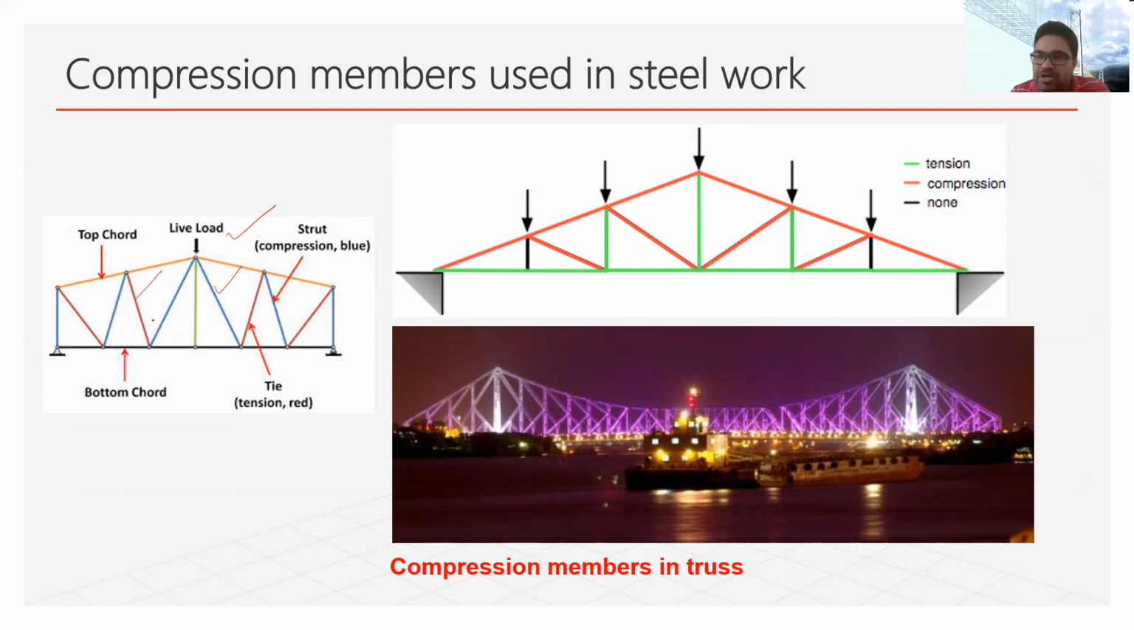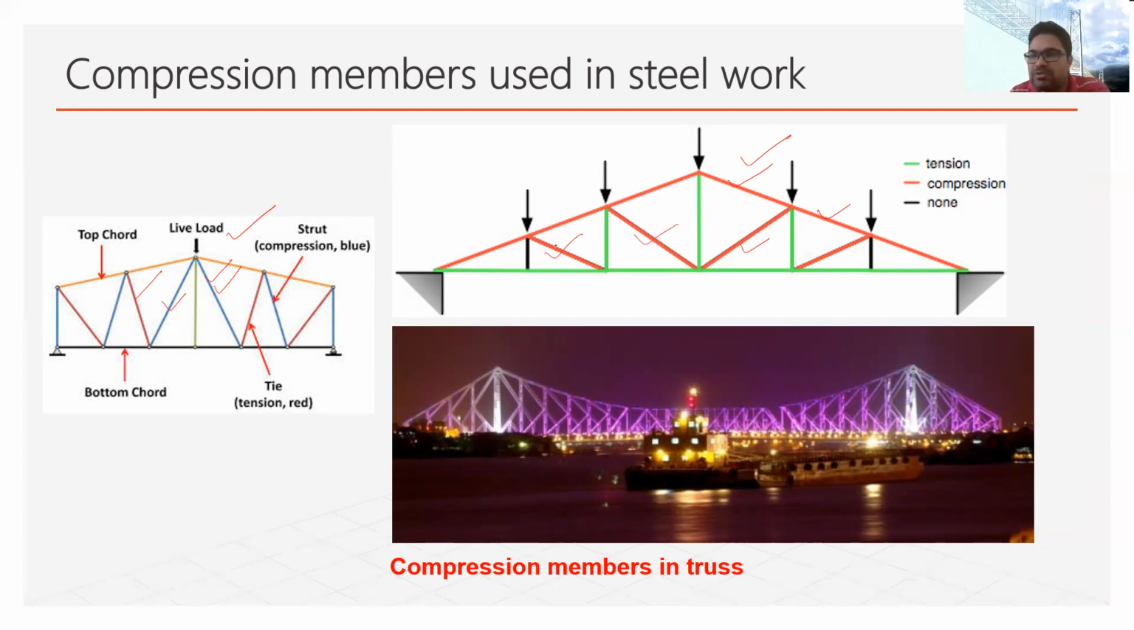We have already discussed the tension member. So now in this lecture, we are going to discuss more about the compression member. All these blue members, you can see, are the compression members. Similarly, in this truss, the truss is composed of members which are subjected to tension or compression. All the red members, you can see, are in compression.